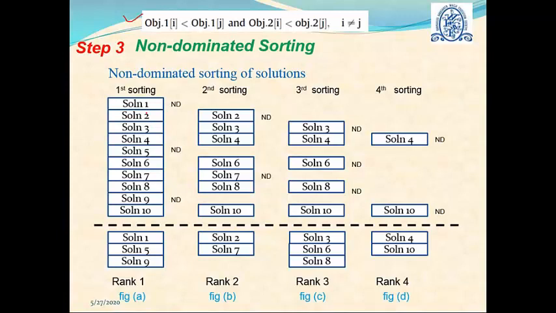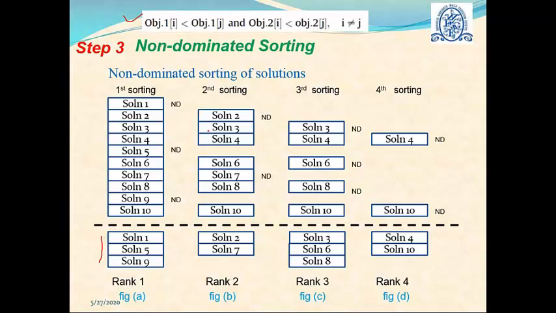Naturally, the remaining solutions will now be dominated. So now, those solutions which get the non-dominated status in the first sorting are rank 1 solutions. Thus we can see here solution number 1, solution number 5 and solution number 9. These 3 solutions got the non-dominated status in the first sorting itself, and therefore they are classified as rank 1 solutions.